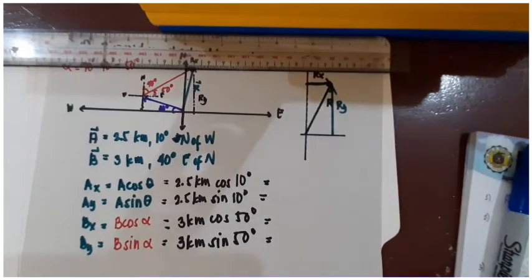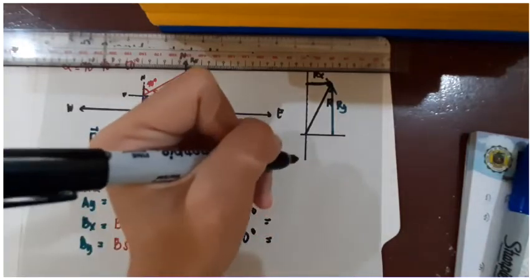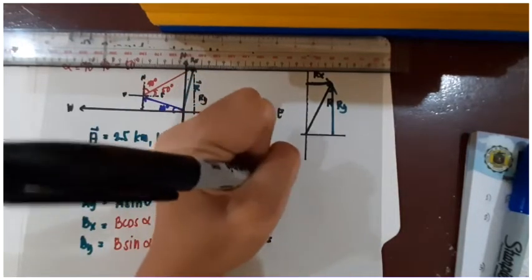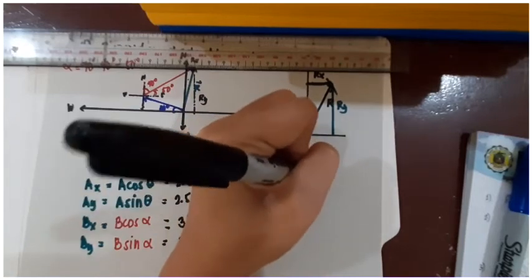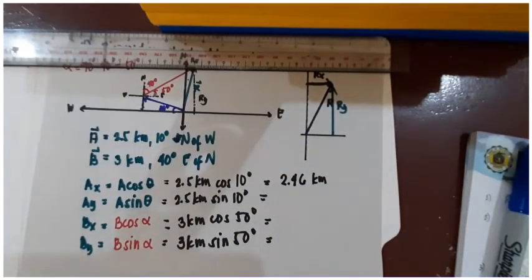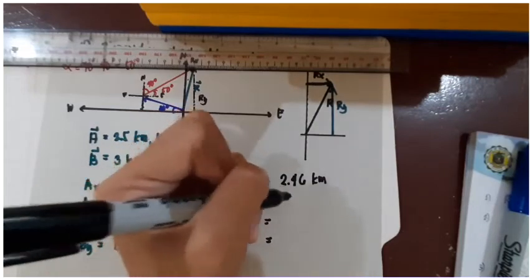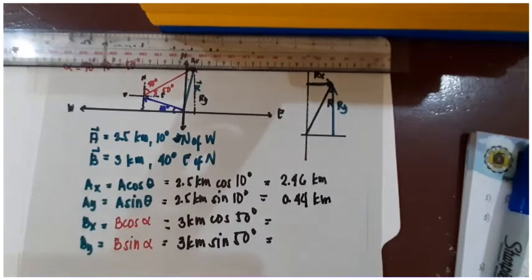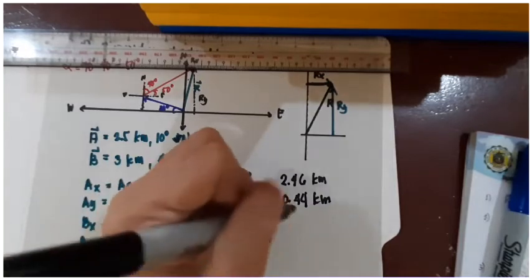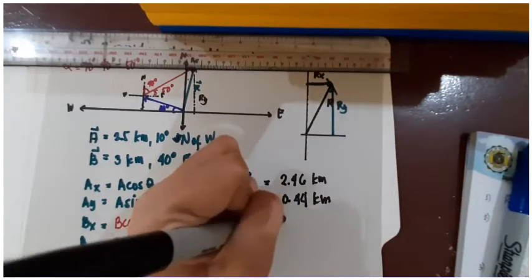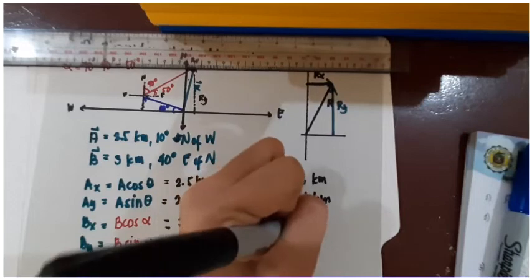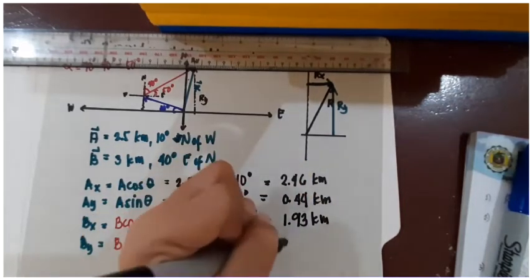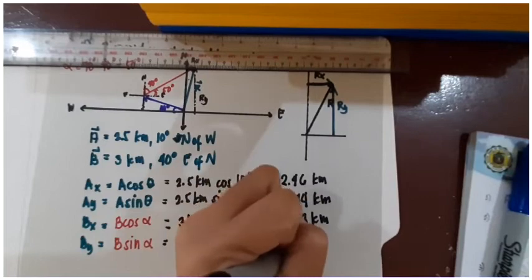Okay, for 2.5 km cosine 10 degrees, you will get 2.46 kilometers. And then for the sine, you will have 0.44 km. Okay. For 3 km cosine 50, that's 1.93. And then for the sine, that's 2.30 km.